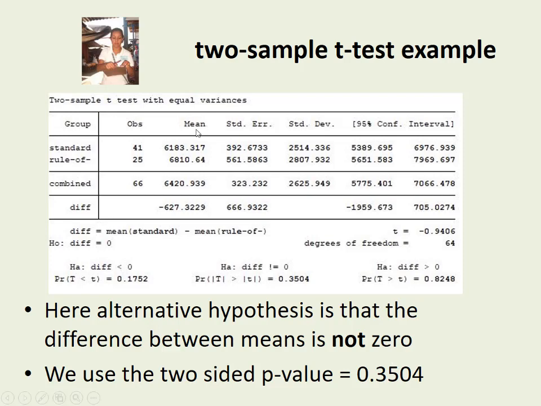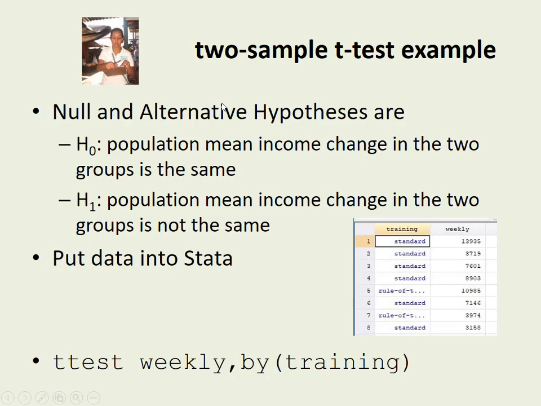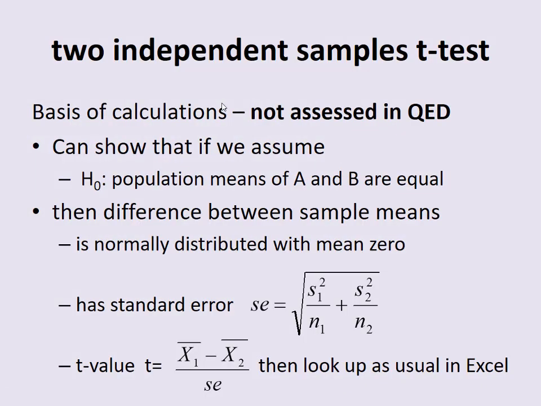For sharp-eyed people that see that it says equal variances here, this calculation, again this is completely optional, this calculation here also assumes that as well as the population means being the same, the spread is the same in each of A and B. So the standard deviation of A and the standard deviation of B are equal.